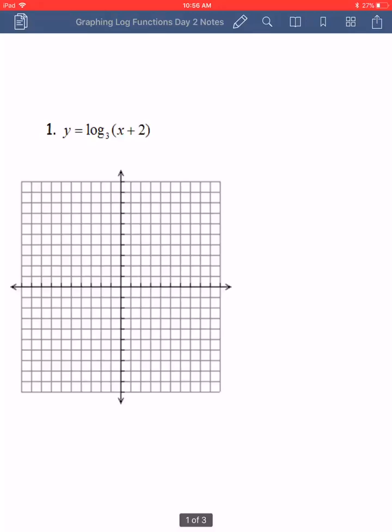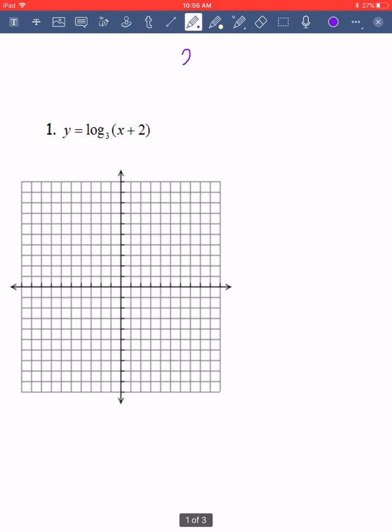Okay, these are day 2 notes over graphing log functions, so we're getting a little more in depth here. I have the logarithm y equals log base 3 of (x plus 2). What's important to note here is that the x plus 2 is in parentheses, so I don't have anything to do other than put it in exponential form, because I don't have anything to move around. So I am going to put this in exponential form.